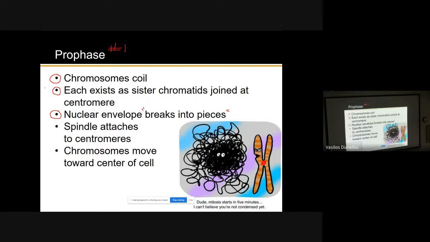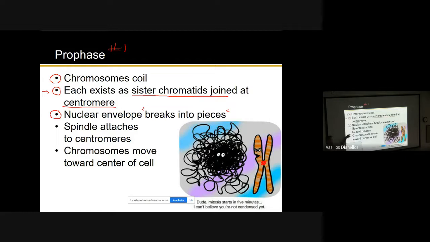Unlike this bullet point that we just finished, the chromosomes do exist verbatim as sister chromatids joined at the centromere. Those are the exact words. We're not using other words for that. But again, the nuclear envelope disappears, goes away, disintegrates.